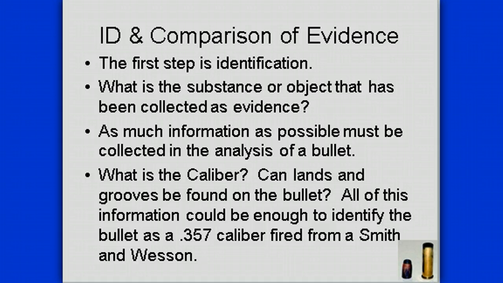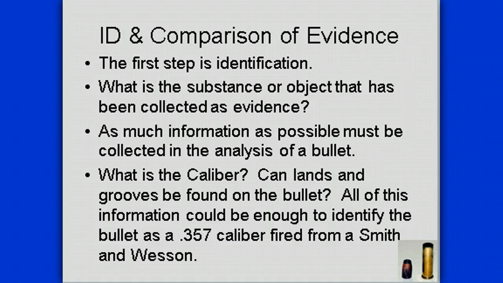The first step is identification of evidence. What is the substance or object that has been collected as evidence? Let's say that we find a cartridge casing and bullets. What we want to try and do is collect as much information as possible so that way we can analyze that bullet. So we probably would ask questions like, what is the caliber?